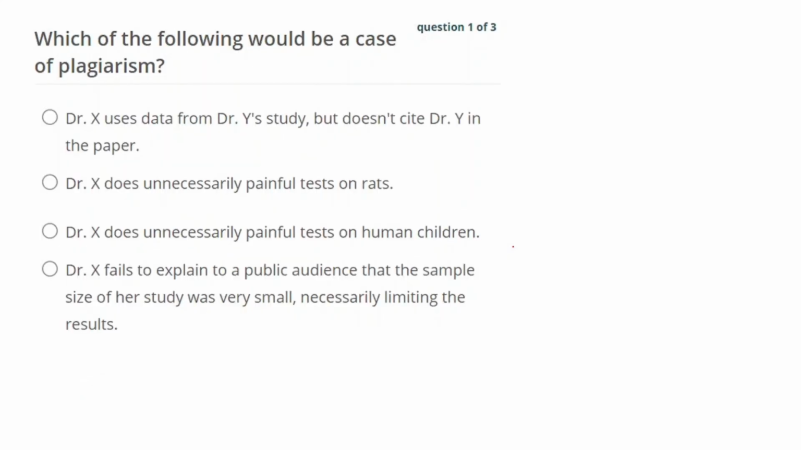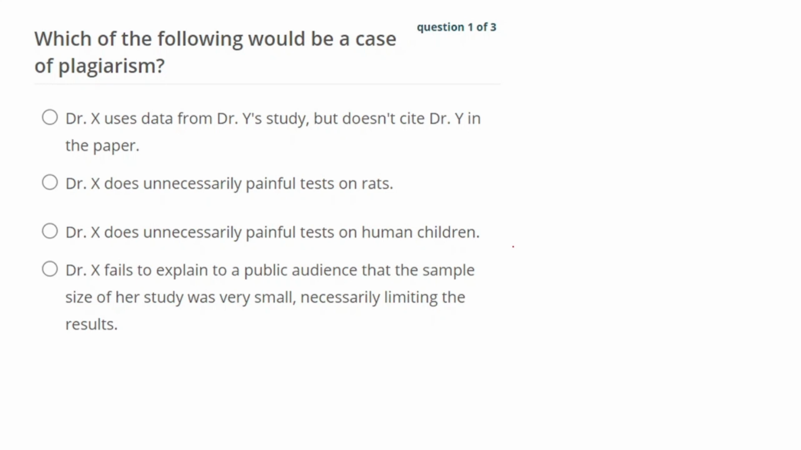So next question, which of the following would be a case of plagiarism? So this goes to the ethical, unethical domain. Dr. X uses data from Dr. Y's study but doesn't cite Dr. Y in the paper. Dr. X does unnecessarily painful tests on rats. Dr. X does unnecessarily painful tests on human children. Dr. X fails to explain to a public audience that the sample size of a study was very small, necessarily limiting the results. First one.